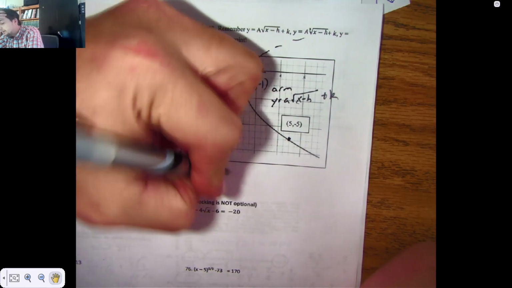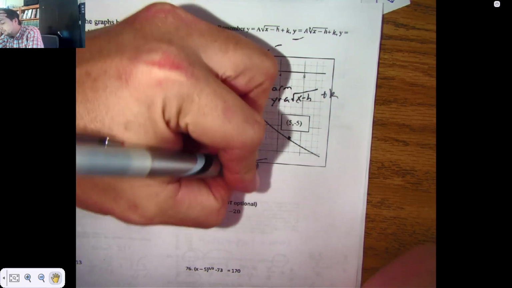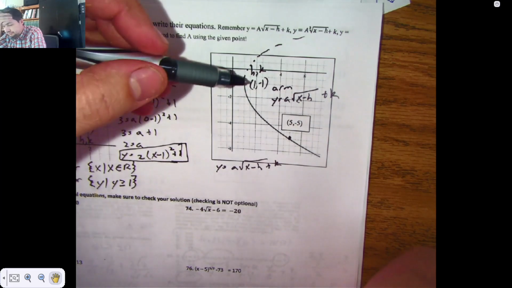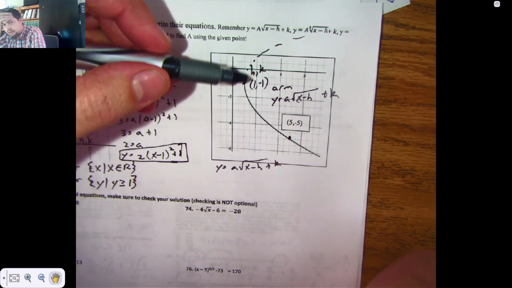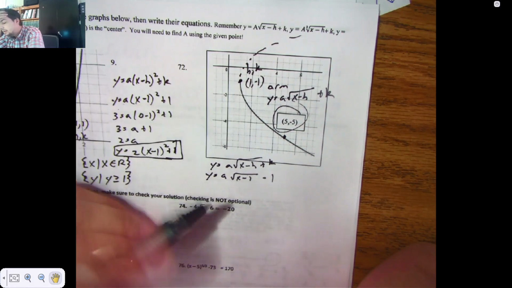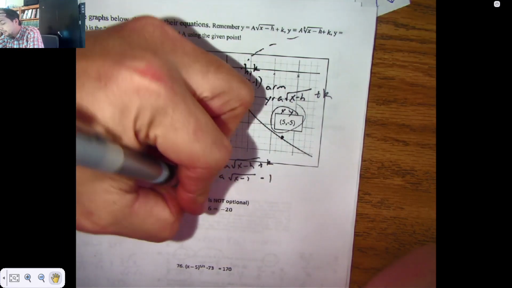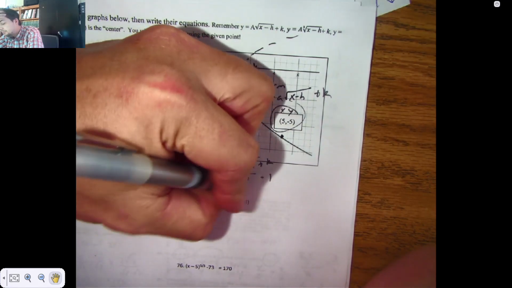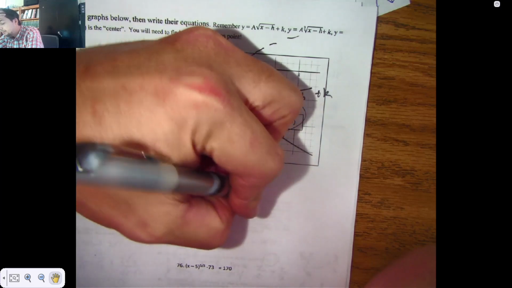So let's start with y equals a times the root of x minus h plus k, and we'll plug in what we got. Everywhere I see an h, I put a 1. Everywhere I see a k, I put a negative 1. Y is a times the root of x minus 1, minus 1. And then I can do the same thing I did on 71. I have an x and a y that I can just plug on in. So negative 5 is a times the root of 5 minus 1, minus 1.